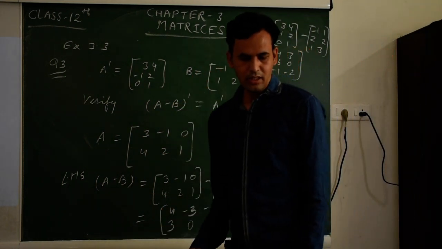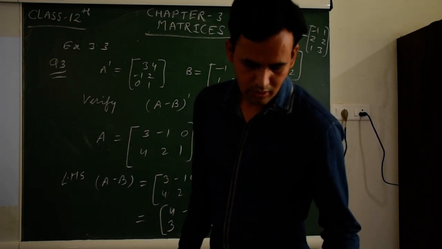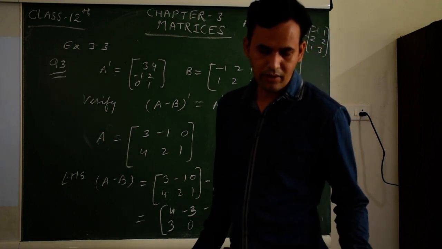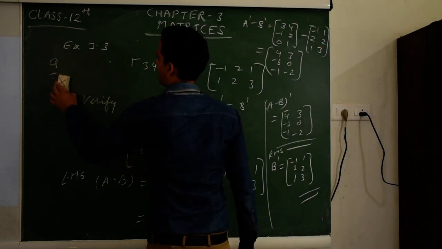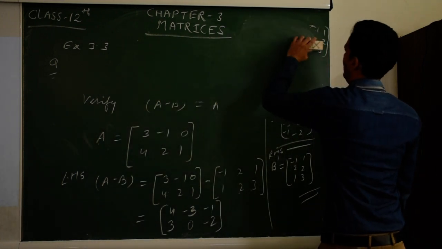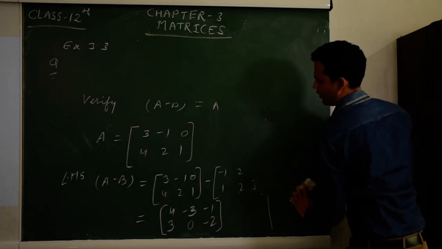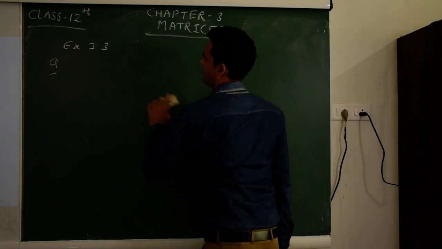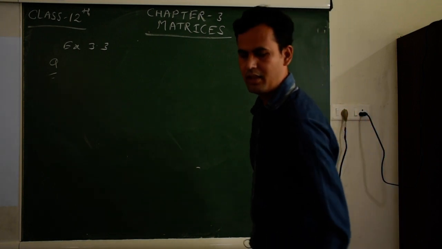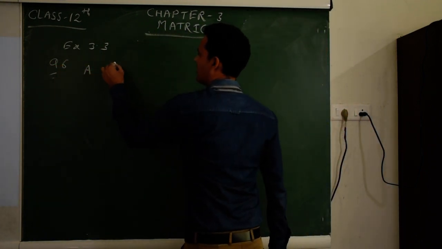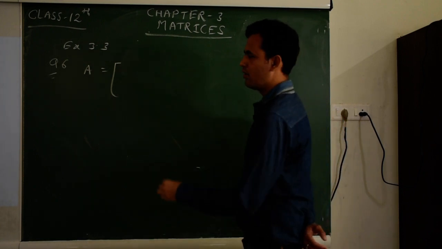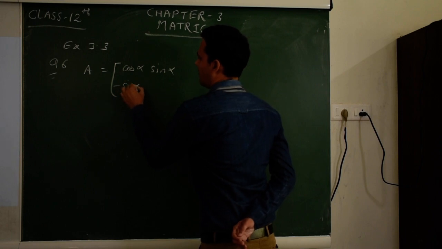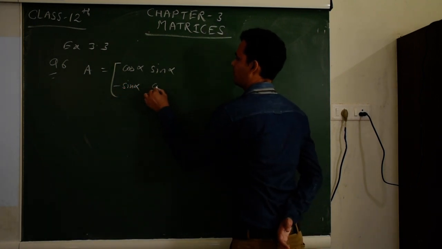Question number 3 is done. Similarly, question numbers 4 and 5 are also the same. We now solve question number 6. Question number 6 is of trigonometry. A is given as cos alpha, sin alpha, minus sin alpha and cos alpha.